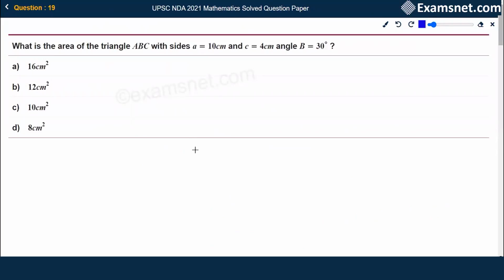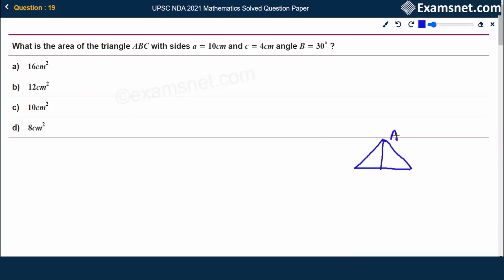Question number 19 states: what is the area of the triangle ABC with sides a equals 10 centimeter and c equals 4 centimeter and angle B equals 30 degree? Okay, so here first let me draw a triangle. We know a few different formulas for finding the area, right? One of them is Heron's formula, and there is one general formula like half into base into altitude, correct?